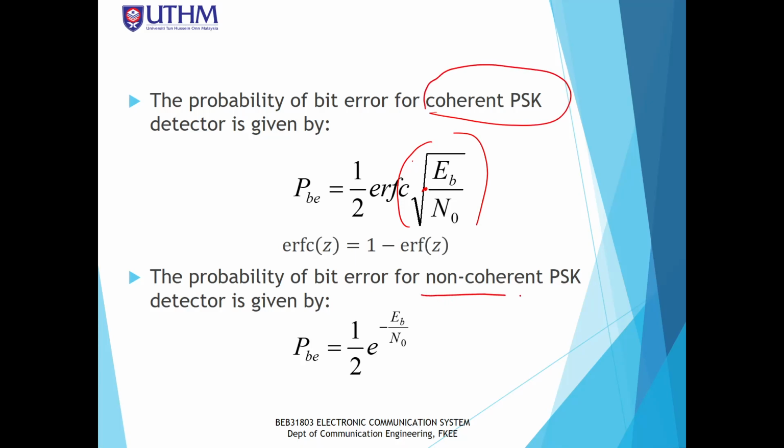And for the non-coherent PSK, you see that there's also a slight difference. Remember that in ASK and FSK we have 1 over 2 e power of negative Eb over 2N0. Here for the PSK, the equation is 1 over 2 e power of negative Eb over N0. Okay. So in terms of probability of bit error, PSK is different from FSK and ASK.